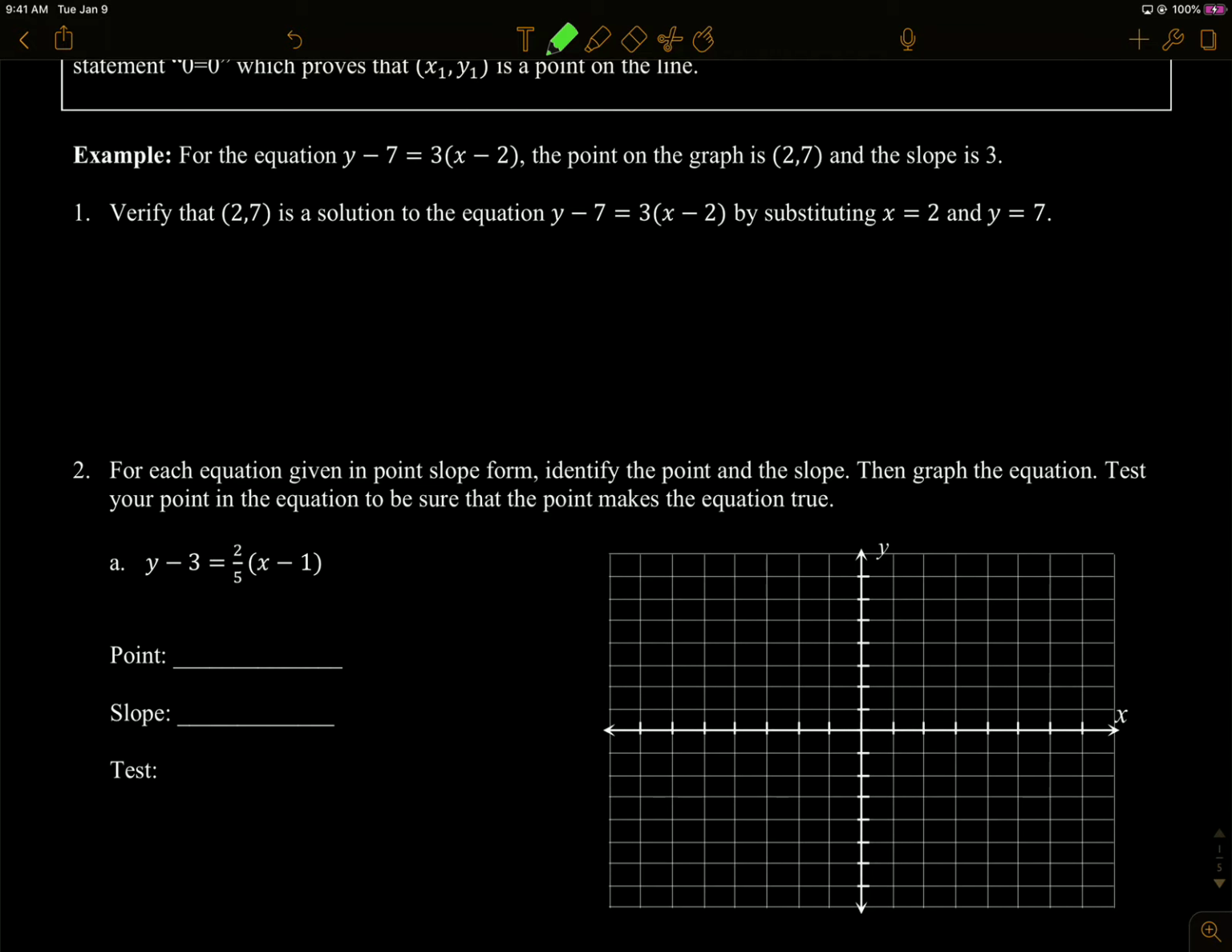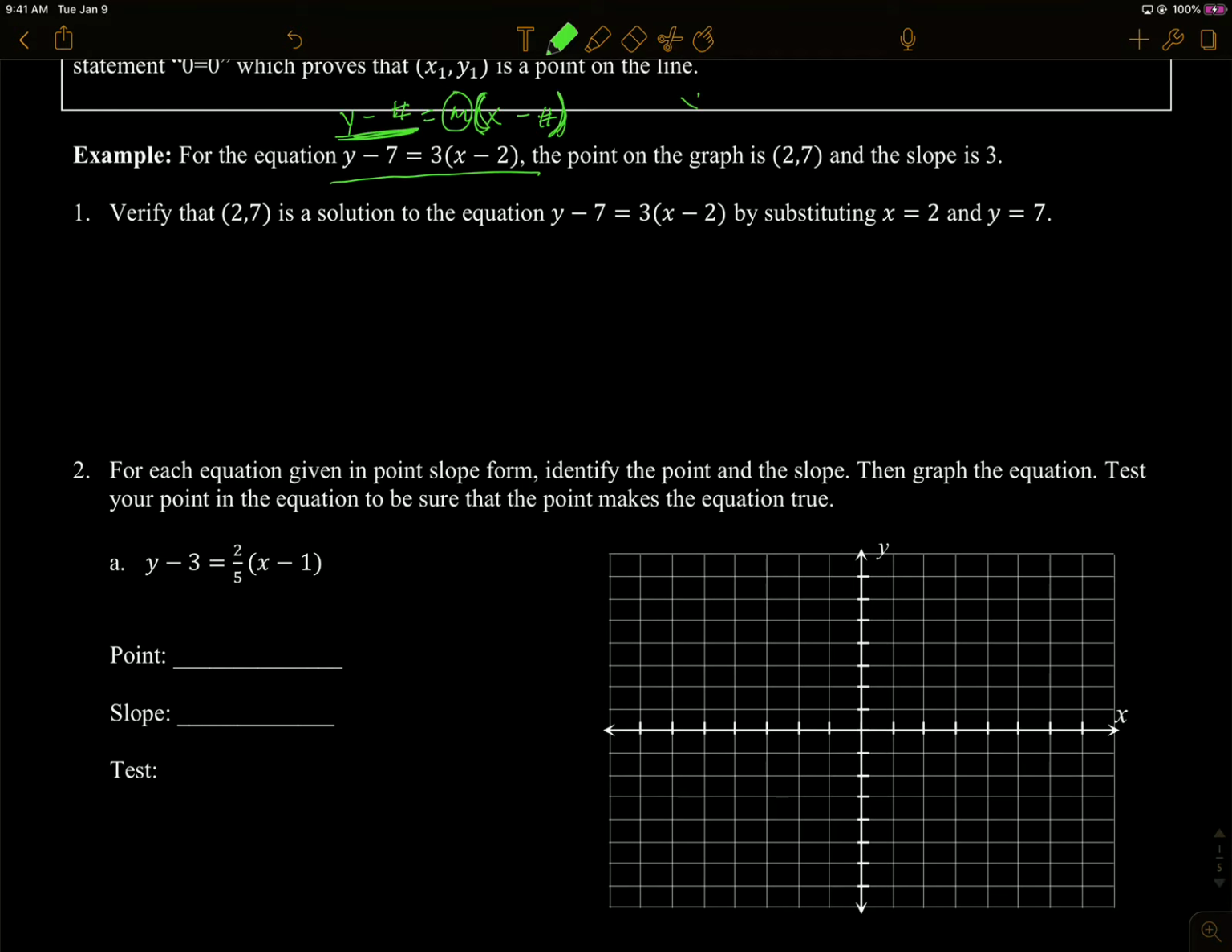So let's do some examples. This is in point slope form. How do I recognize it? Well, I've got y minus a number equals slope times the quantity x minus a number. So I recognize it because I've got a slope times parentheses, and on the other side, it's not y equals, it's y minus a number. Okay? So that's how we're recognizing this form.